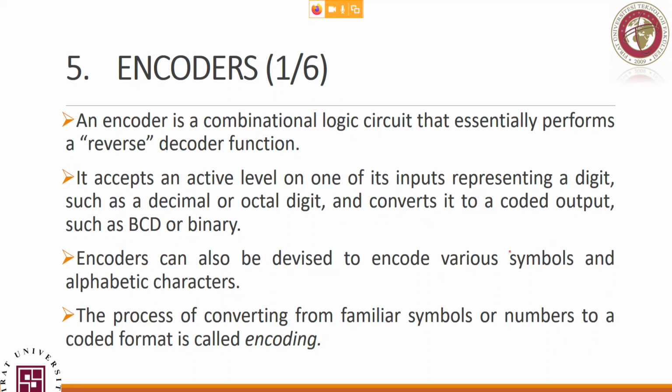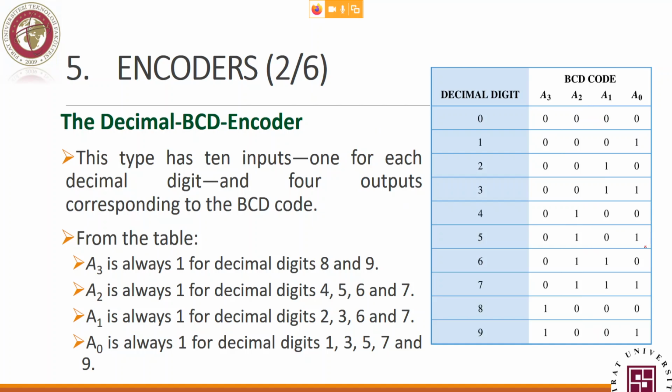All right, encoders. Encoders actually do the opposite job of decoders. Means what? They encode, they convert maybe decimal to binary, or maybe letters to binary, or maybe hexadecimal to binary, and so on. That is what we call encoding. And for encoding, we need encoders. So encoders will apply something like a decimal to BCD encoder, for example. That's possible. I convert from decimal to BCD, binary coded decimal. 0, 1, 2, 3 until 9, they have their own coded values.